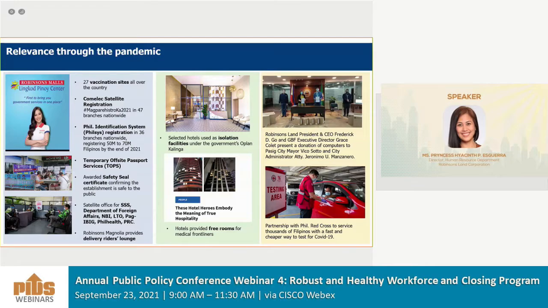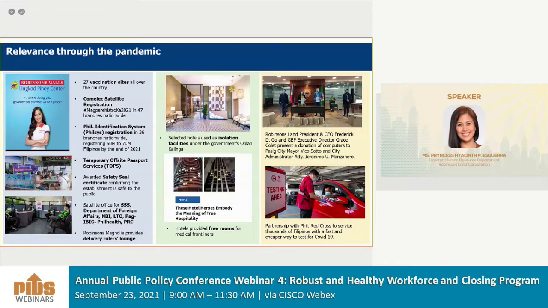Temporary off-site passport services. We were awarded a Safety Seal certificate confirming that our establishments in the mall are safe to the public. Our Lingkod Pinoy Center allowed for satellite offices for SSS, Department of Foreign Affairs, NBI, LTO, Pag-ibig, PhilHealth, and PRC, allowing people to have a one-stop shop and also protecting the community at large.